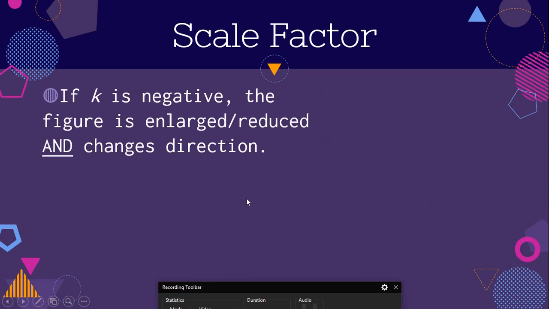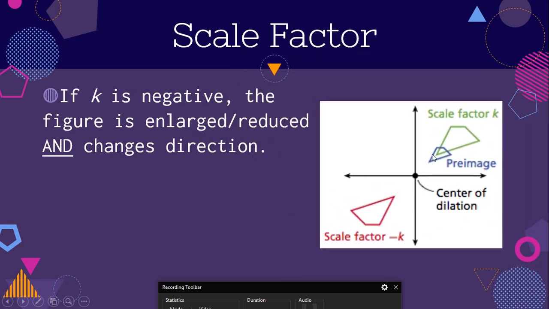It's also possible for a scale factor K to be negative. So not only are you reducing it or enlarging it, but the negative sign will make the image flip over and face a different direction. So if we have our pre-image in blue, maybe our scale factor is 3. If it's positive 3, I'm making it 3 times as big. You can see it's the same shape, but it's clearly a different size, but they are facing the same direction. If I made the scale factor negative 3, it will turn into this red figure. Not only is it the same shape and 3 times as big, but now it is facing a different direction. It actually looks like it's been rotated a little bit.